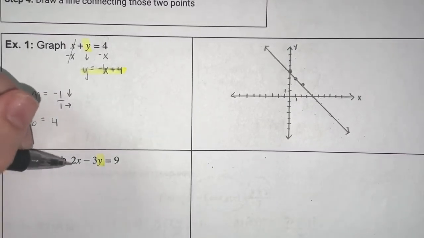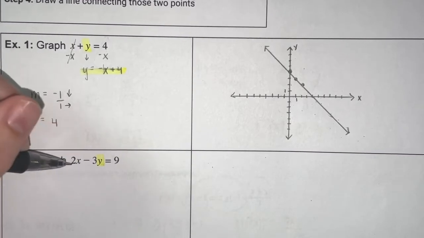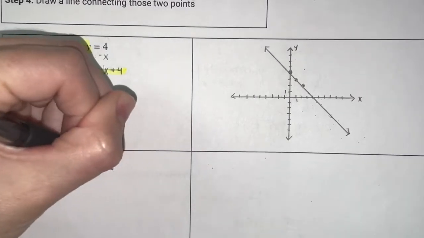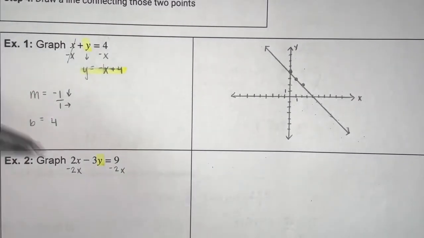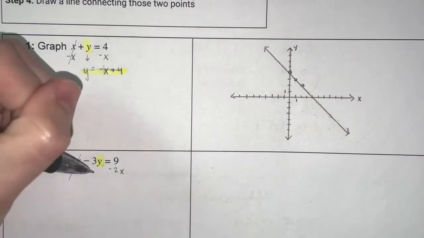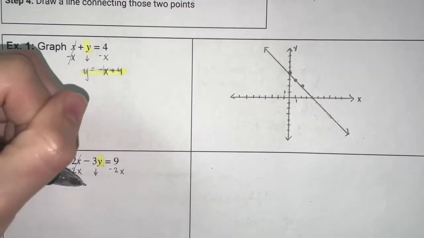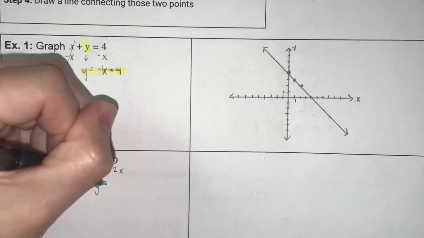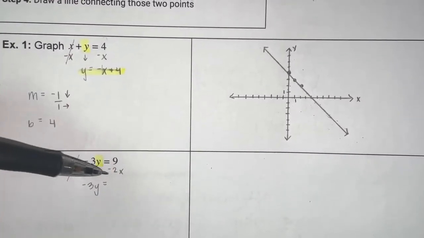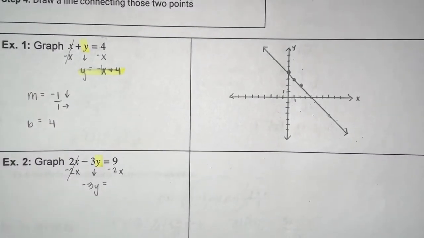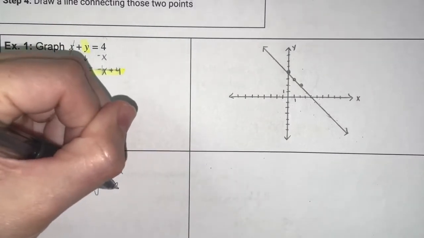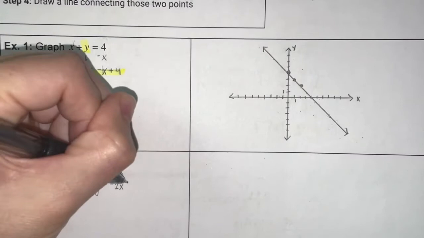So because this is a positive 2x, this negative belongs to the 3. This is a positive 2x, so to undo it on this side, I'm going to subtract 2x from both sides. And then I need to bring down the negative 3y. I can't just drop the negative. It has to stay attached to the 3 for now. And then this is 9 minus 2x, but I know I want my x term to come first, so that it's in y equals mx plus b form. So instead of 9 minus 2x, I'm going to move the negative 2x to the front and make it negative 2x plus 9.